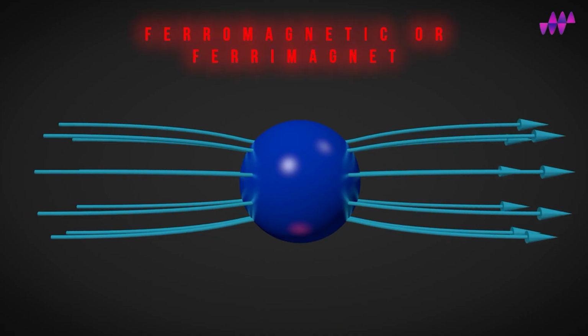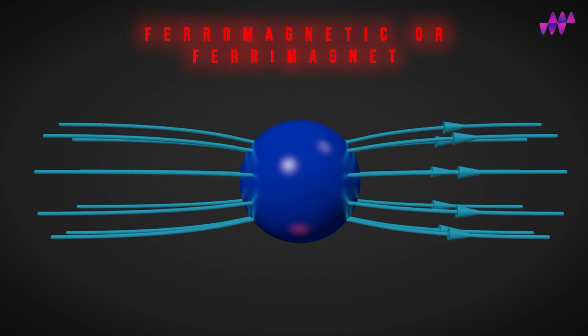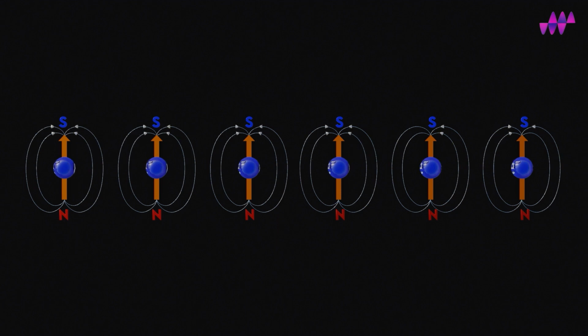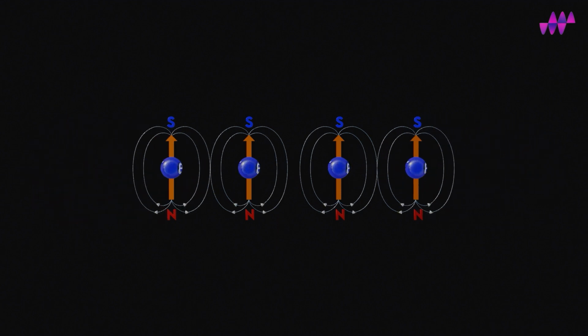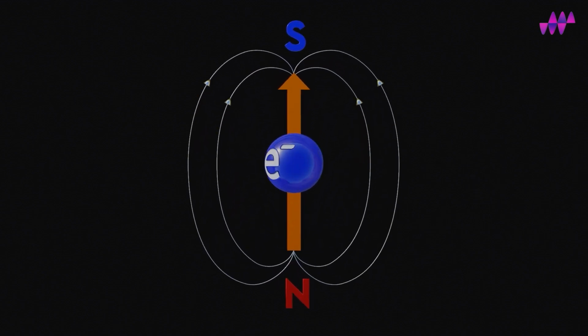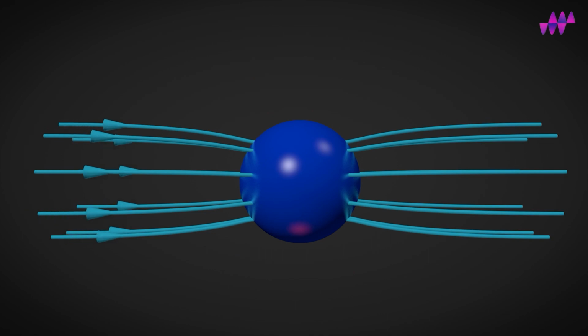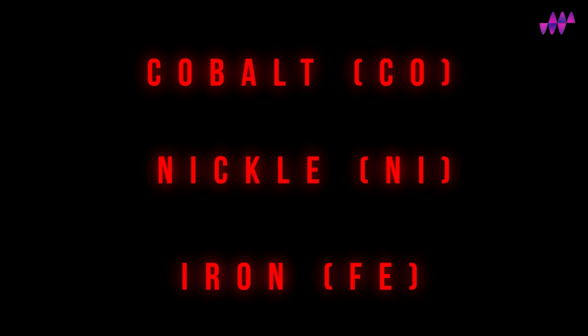Ferromagnetic or ferrimagnetic materials do not oppose the magnetic field and are strongly attracted by it. In these materials, the majority of the electrons spin in the same direction, so their magnetization is significant. The atoms in these compounds are extremely magnetic, but they're not yet magnets. Cobalt, nickel, and iron are examples of ferromagnetic materials.